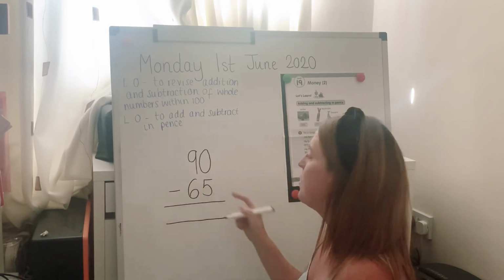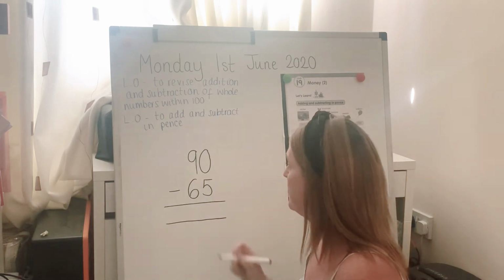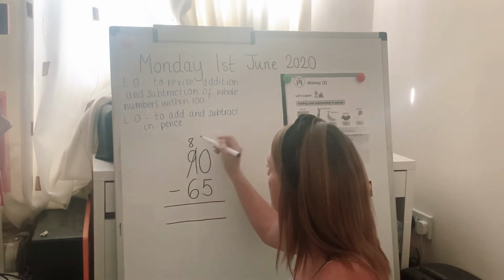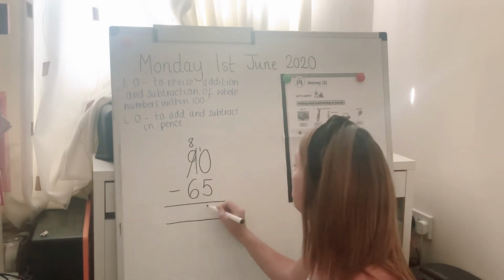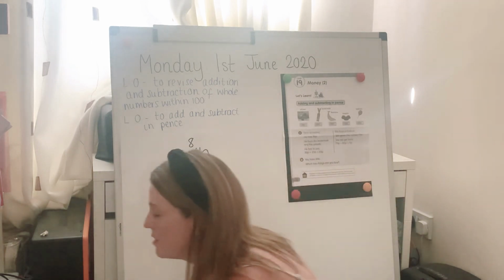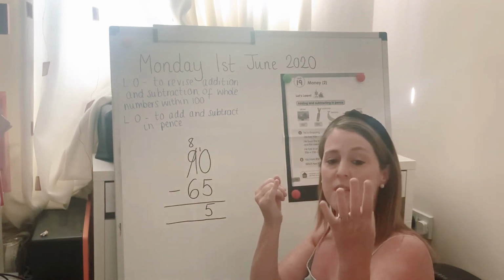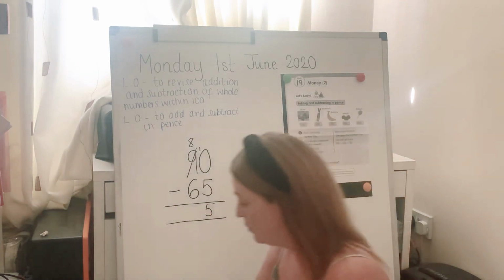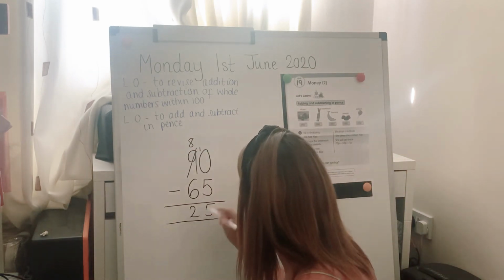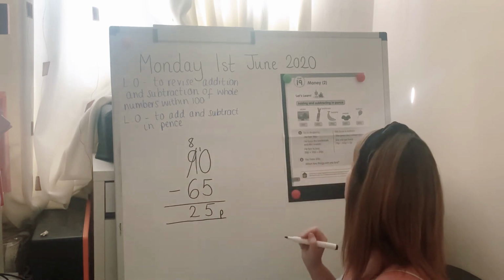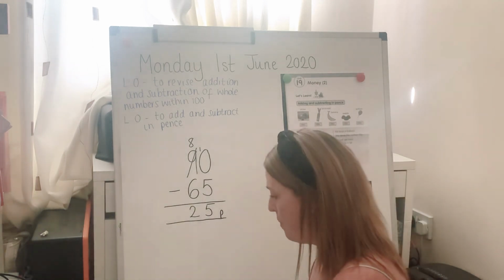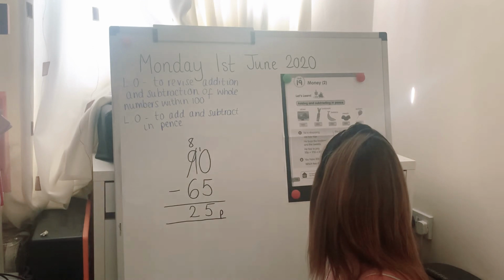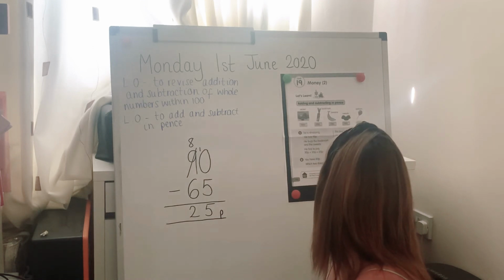So 0 take away 5. Can I do that? I can't do that. So I need to borrow from you and give to you. Okay, so 10 take away 5, we know is 5. 8 take away 6, 8 in my head. 7, 6, 5, 4, 3, 2. So we know that Ty has 25p change, okay? What about Ella? Ella buys a balloon and she gives the cashier 70p. So she will get back 70, take away 65 is 5p.